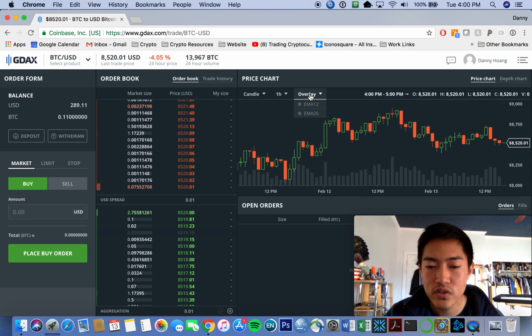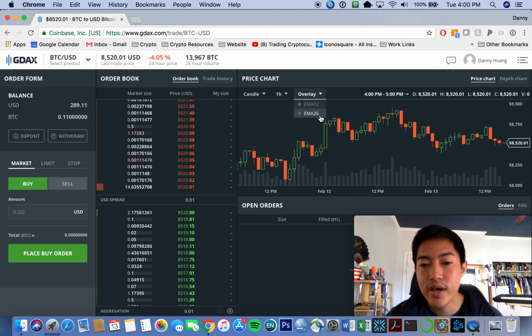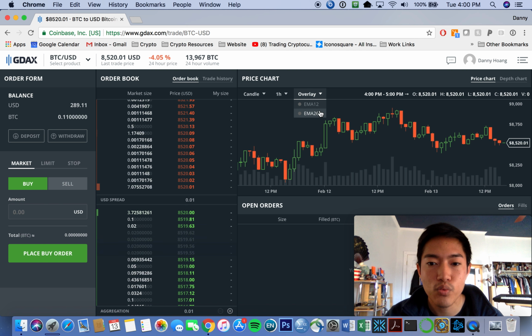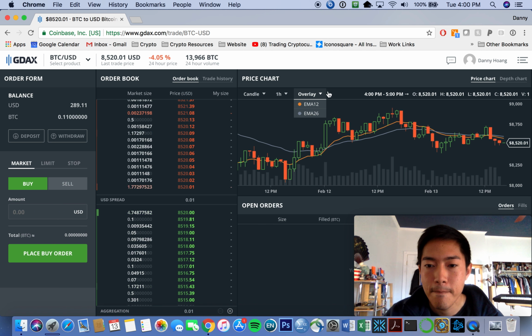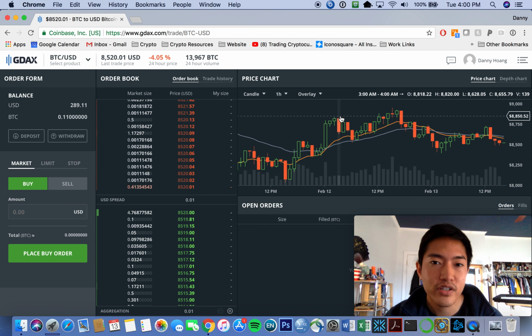Finally, you have the overlay option. You can overlay the exponential moving average 12 or 26. Now the EMA is basically a type of moving average that puts more weight on recent data points. So the EMA 12 puts more weight on the last 12 hours, since we're in hour view right now. And EMA 26 is for the last 26 units of time that we're in. This is pretty helpful, especially in the crypto space. Because the crypto space is changing so much, we really do want to focus on more recent data points.